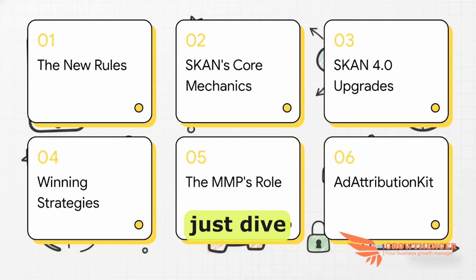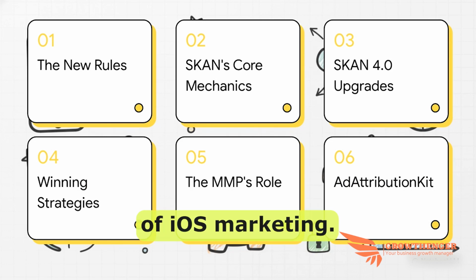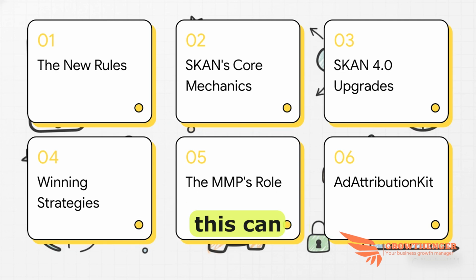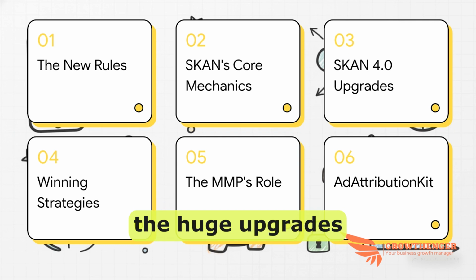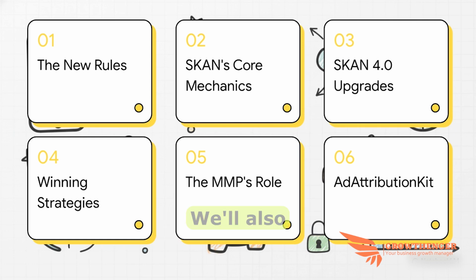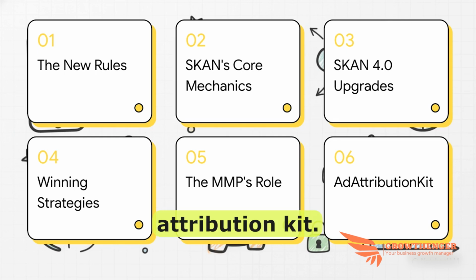Okay, let's just dive right in. Here's our game plan. We're going to start with the new rules of iOS marketing, the fundamentals. Then we'll break down exactly how SKAN actually works under the hood. From there, we'll get into the huge upgrades that came with version 4.0, and then shift into the really practical stuff, building your strategy. We'll also cover why a mobile measurement partner is so critical, and we'll end with a little peek into the future with Ad Attribution Kit.